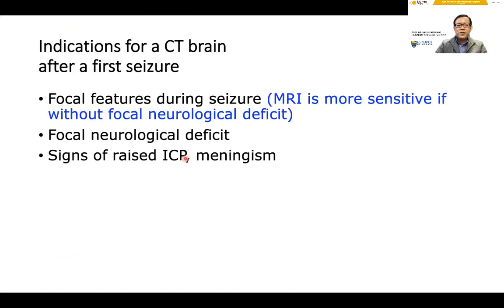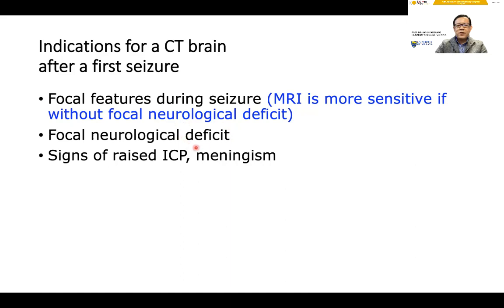So what is the indication for a CT scan? Shall we do a scan or new imaging for everyone with first seizures? Answer is no. We can select those with focal features during seizures, which suggests that there might be a focal structural lesion that can be picked up by a CT scan. However, if we can't find focal neurological deficits, MRI is usually more sensitive. And mostly for those with normal CT brain, MRI may pick up some abnormal findings.